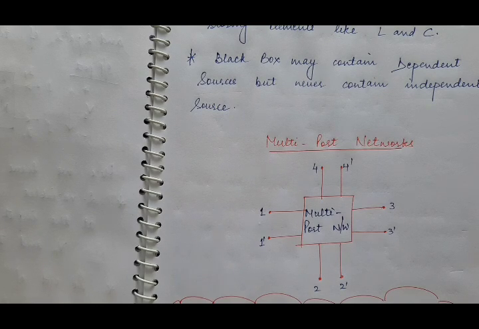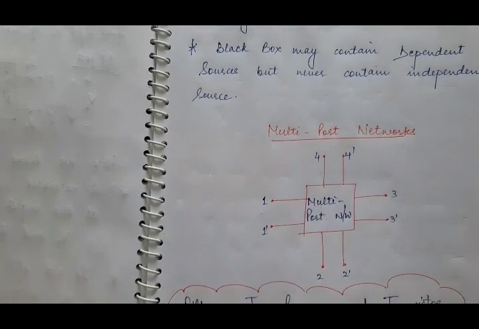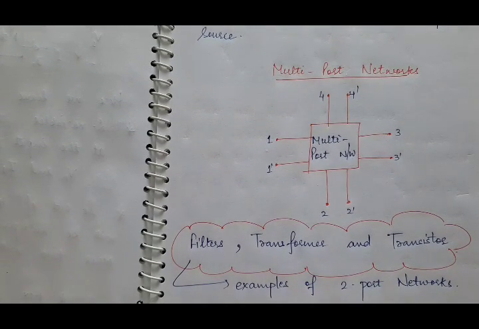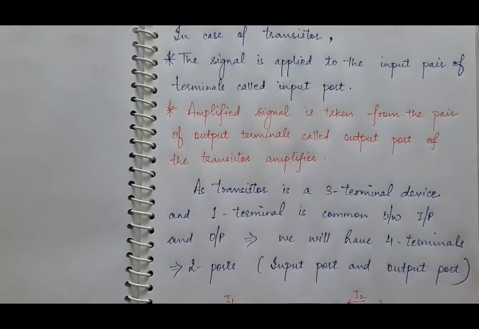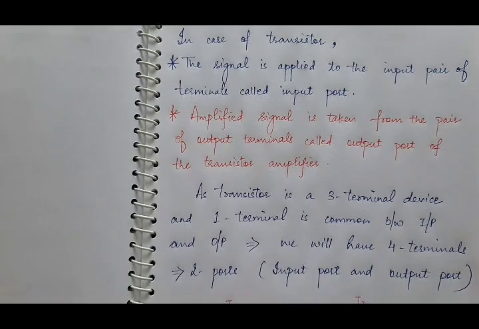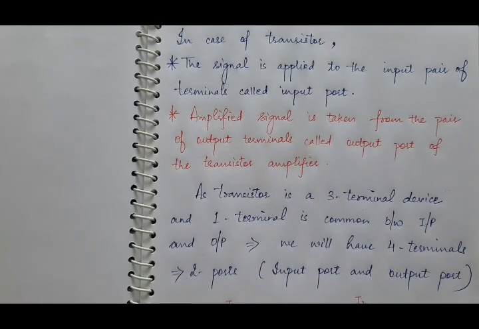Resistor, inductor, capacitor, these were the examples of 1-port network. What are the examples of 2-port network? As we are discussing the chapter on transistors, it means definitely transistor will be one of the examples of 2-port networks. And the other examples are filters and transformer. These are the examples of two-port networks, and now we will study transistor as a two-port network.